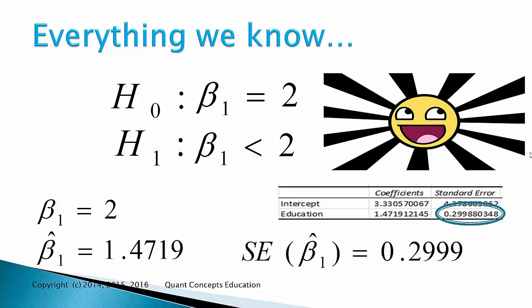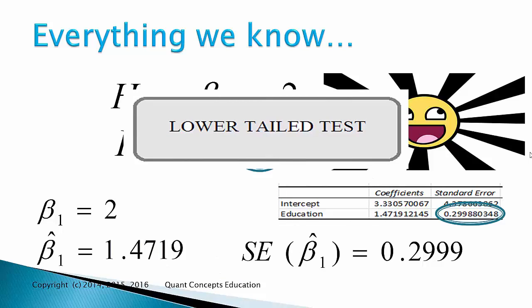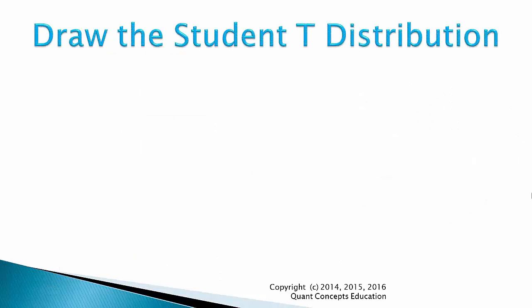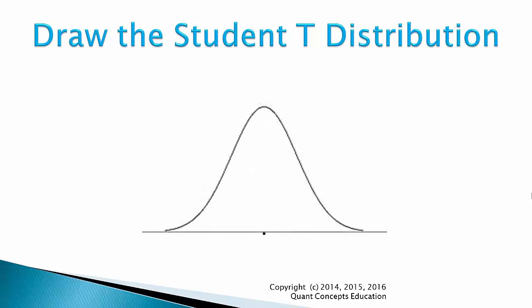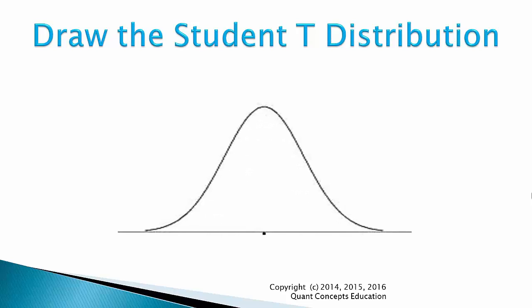Okay, what type of hypothesis test is this? Recall from the hypothesis testing lecture, we can tell by looking at the sign of the alternate hypothesis. Since it's a less than sign, it must be a lower tailed test. This means the rejection region will be on the lower side of the distribution. Next step is to draw the student t-distribution. It looks pretty much just like a normal distribution. Recall that it's bell-shaped and symmetrical around 0.